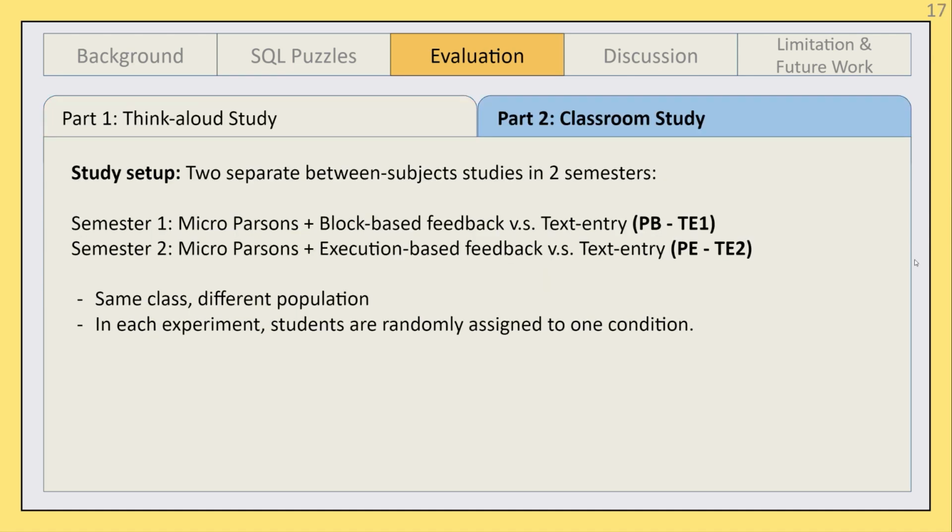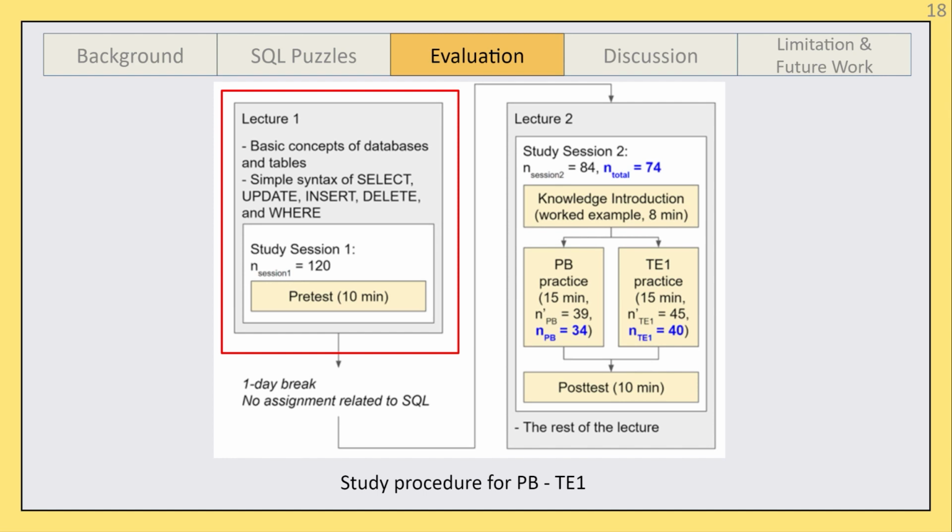In the second part, we conducted a classroom study that spans 2 semesters. These are 2 separate between-subject studies. In the first semester, we compared micro-Parsons problems plus block-based feedback versus text entry problems. In the second semester, we compared micro-Parsons with execution-based feedback versus text entry. These 2 studies were conducted in the same course but had different populations. In each experiment, students are randomly assigned to 1 condition. In each semester, we conducted the study in 2 sessions during the 2 consecutive lectures of the course.